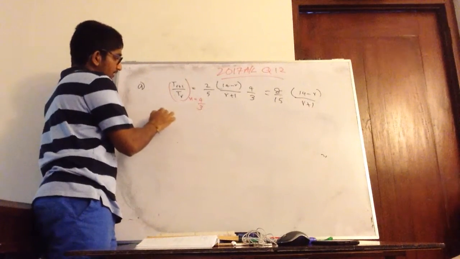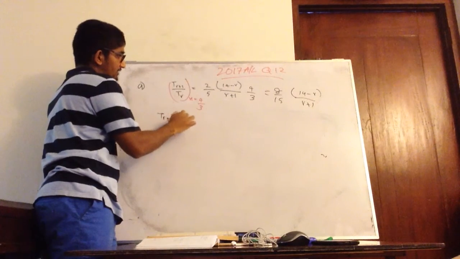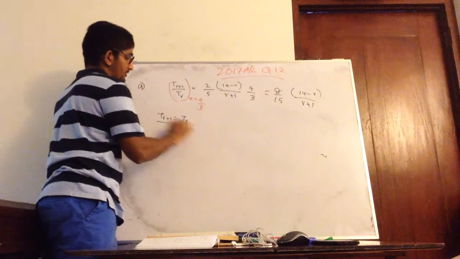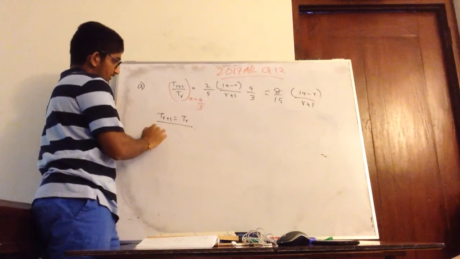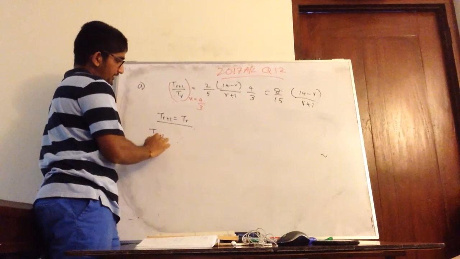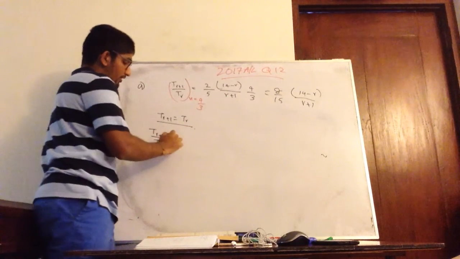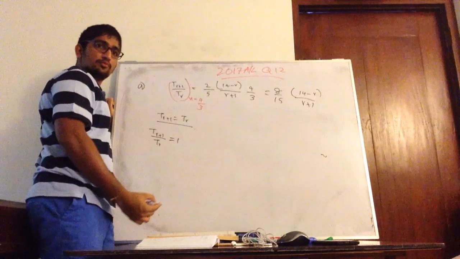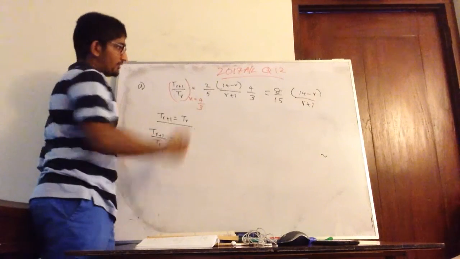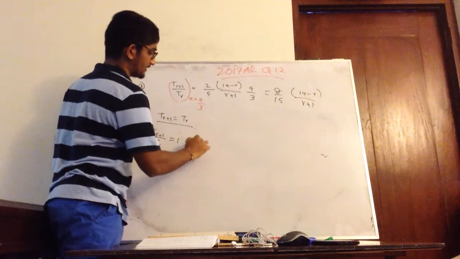I'll take when T r plus 1 is equal to T r. Then T r plus 1 over T r is going to be 1. So then I'm going to equate that to here.